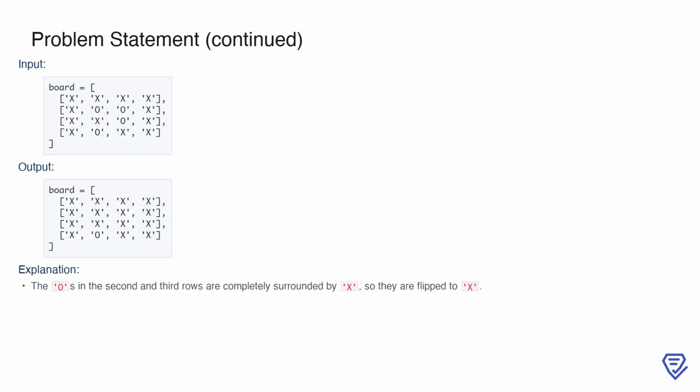Here is an example to clarify the task. Consider this 4x4 board where some cells contain X and others contain O. The output shows the board after the surrounded regions of O's have been flipped to X. Notice that the two O's in the second row and the single O in the third row are surrounded by X's on all sides. These O's are flipped to X. The explanation makes it clear that these transformations occur because those O's are fully enclosed, or surrounded, by X's. This demonstrates the core concept of the problem, identifying and flipping only those regions that meet the surrounded condition.